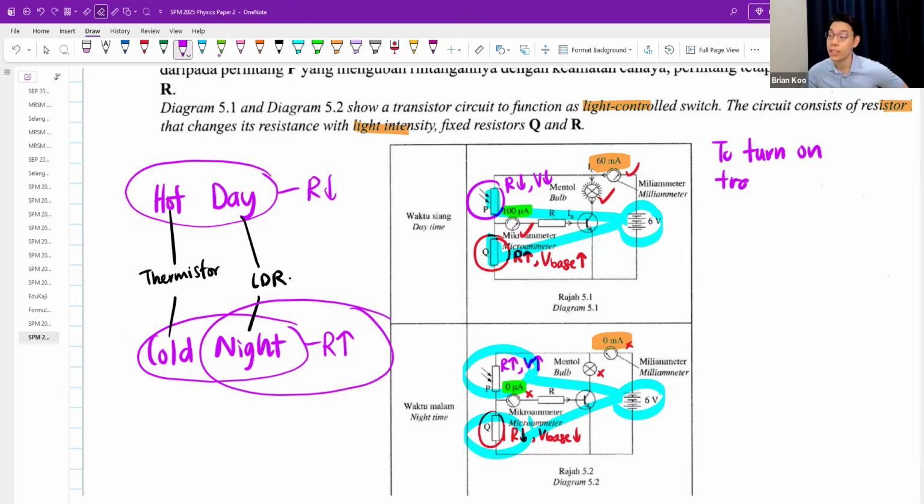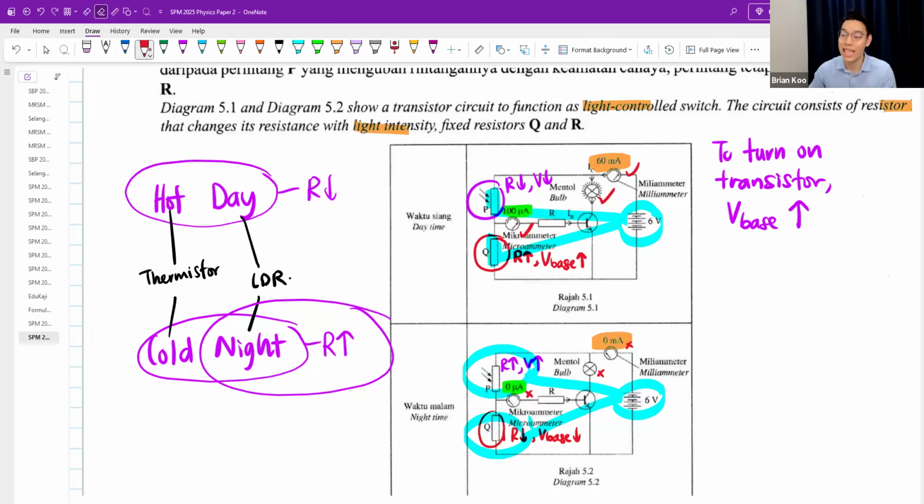To turn on the transistor circuit, the base voltage must be high enough. It doesn't have to be higher than the one on top, but the base voltage must increase a bit, must be high enough. Oh yeah, also one more thing, in case you don't know, the voltage depends on the resistance. If you have a smaller ratio of resistance, you have a smaller ratio of voltage as well.